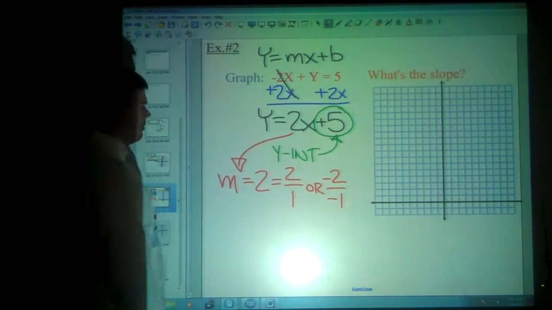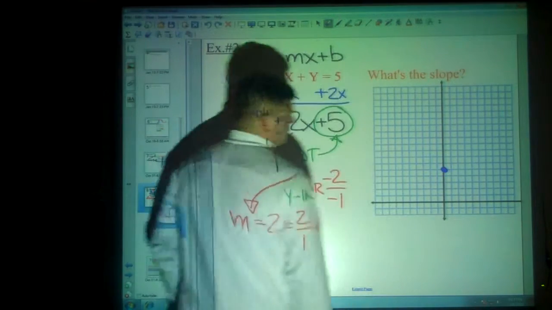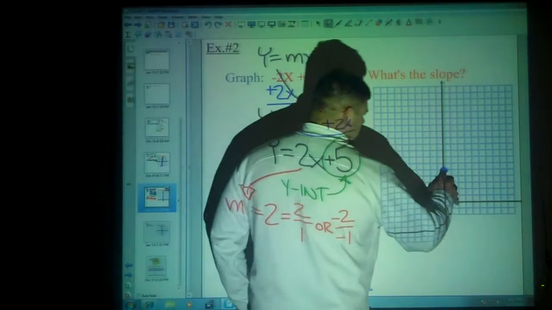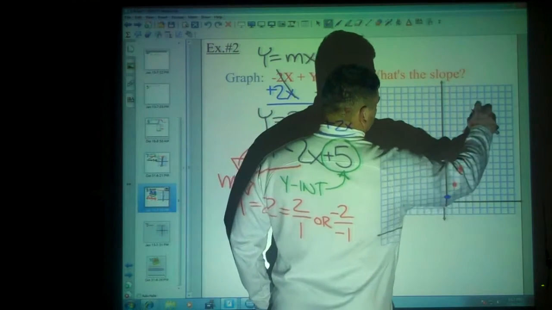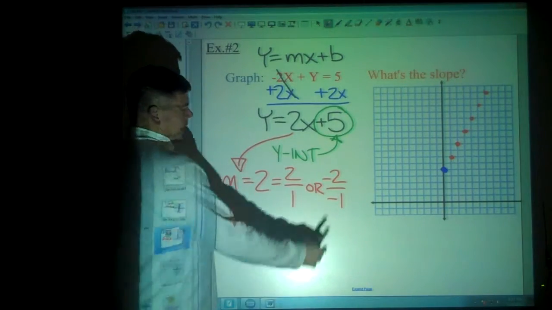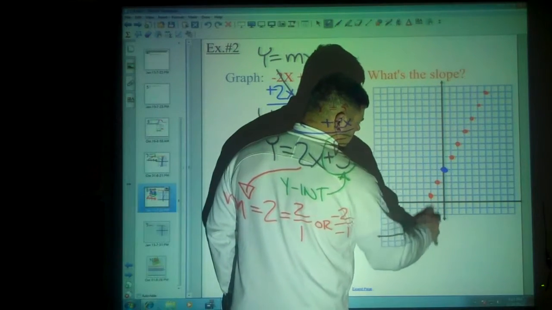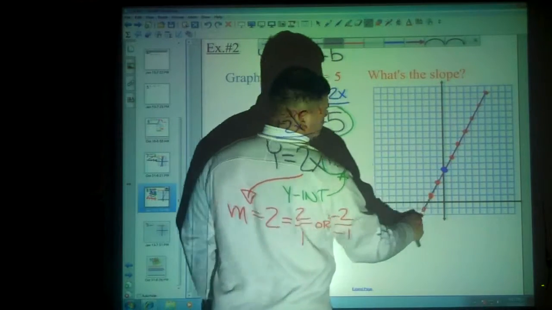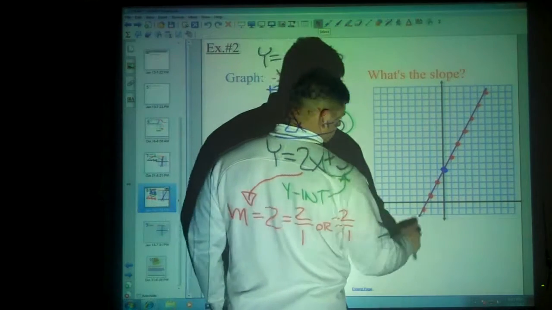Everything I need to make a graph is here. So I go to my graph paper, my y-intercept is at 5, and I'm going to go up 2 and right 1, up 2 and right 1, up 2 and right 1. I can do this as long as I need to, but I need to make sure it's making a straight line. I could also go down 2 and left 1, down 2, left 1, down 2, left 1. Still makes a nice straight line. And there we go.